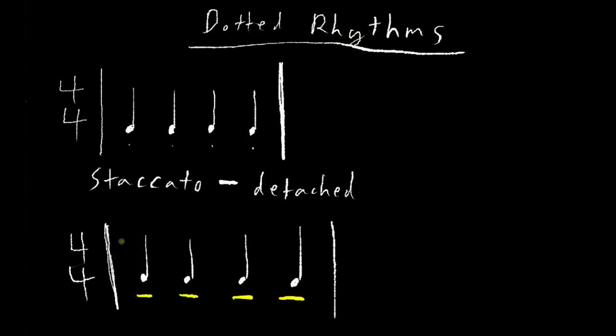these notes. So if I was going to play this example down here, and I'll write down here, this is legato, which we'll call connected notes. It sounds like this. Da, da, da, da. You hear there's not really any space in between those notes.